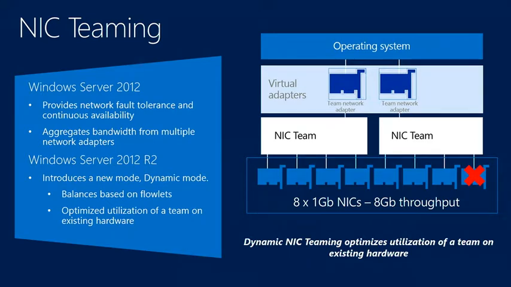Okay, so this is more efficient for the team, and I'll show you how that actually looks in a second. I've got a diagram of that as well. It'll optimize the utilization of your team on existing hardware. Okay, so if you upgrade a server to Windows Server 2012 R2, and you have a team in that, you can basically just change that mode from address hash or Hyper-V port, which is the other mode, and then turn that into dynamic, and away you go. You should get better performance out of that as well.